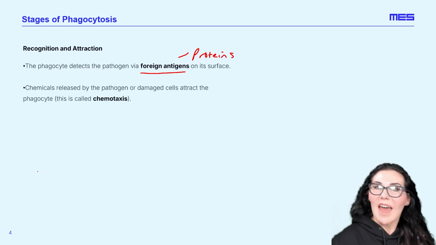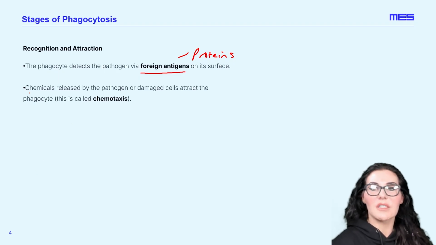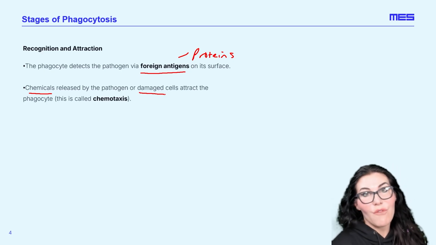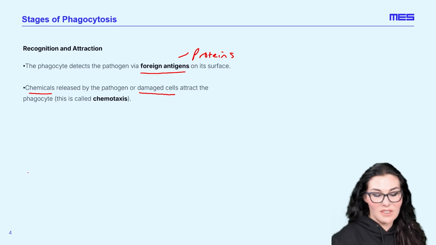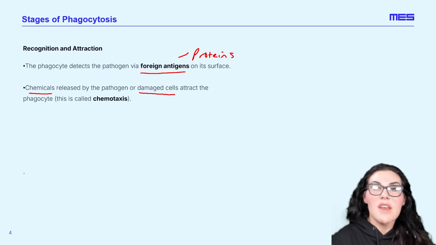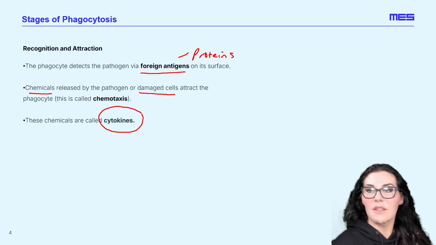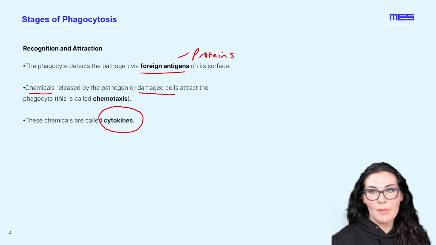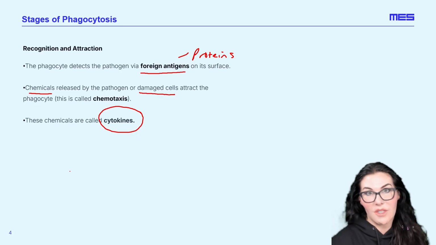We also get chemical attractions called chemotaxis. The pathogen will release chemicals, or damaged cells, that means cells that have been invaded by a virus, will release chemicals, and that also helps to attract the phagocyte. Now, there are names for these particular chemicals. These are called the cytokines. Cytokines, therefore, are chemicals released by pathogens or by damaged cells, which help phagocytes to locate those cells in order to carry out phagocytosis.